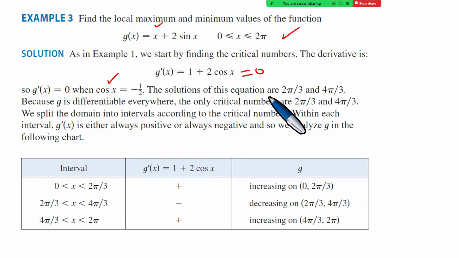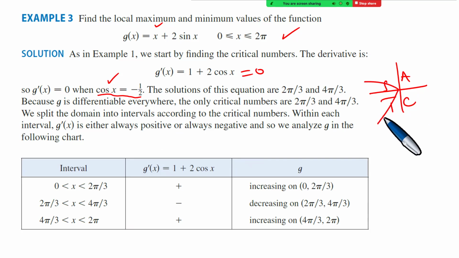The solutions of this equation are, right. If cosine x equals minus 1/2, we see that the solutions are 2 pi over 3 and also 4 pi over 3. We are saying the cosine function is negative. We use the CAST diagram. And when is it negative? It is negative in a couple of quadrants, the second and the third.